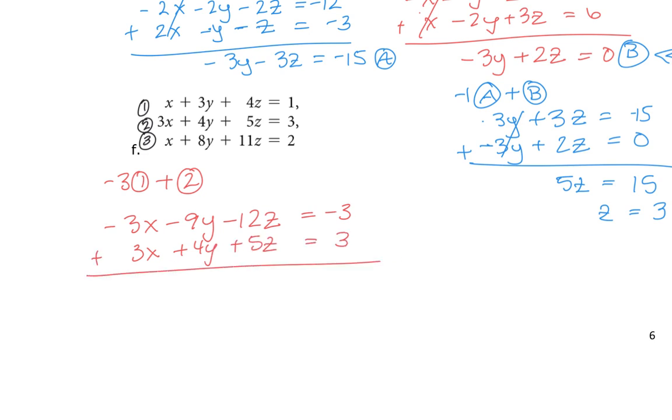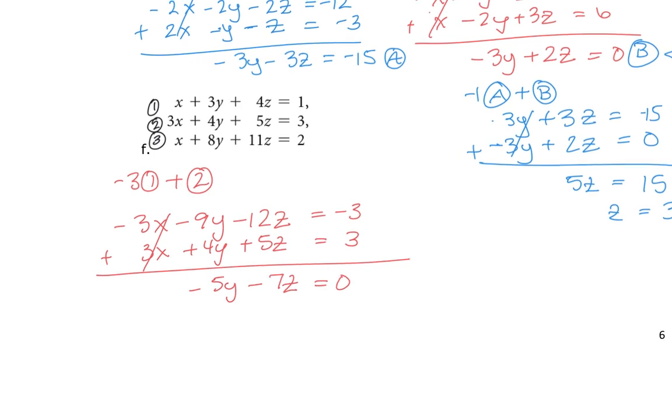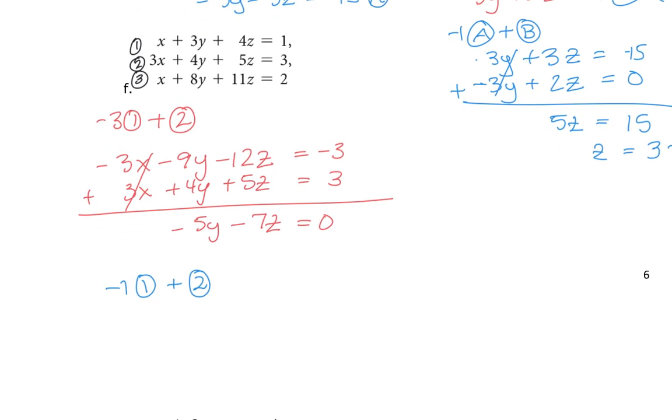Now I'm going to add these two together. My x's cancel. I get negative 5y, and then this becomes negative 7z is equal to 0. I'm going to take negative 1 times equation 1 plus equation 2. So I have negative x minus 3y minus 4z is equal to negative 1. That's my first equation multiplied by negative 1. And x plus 8y plus 11z is equal to 2.